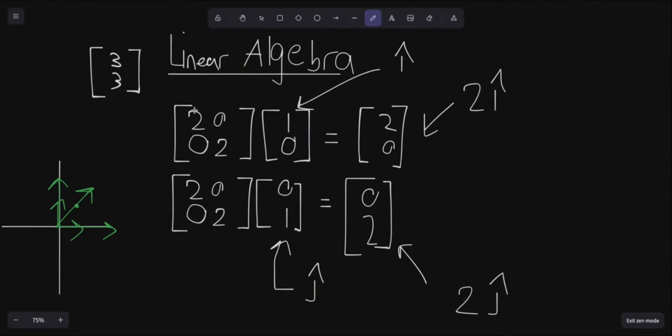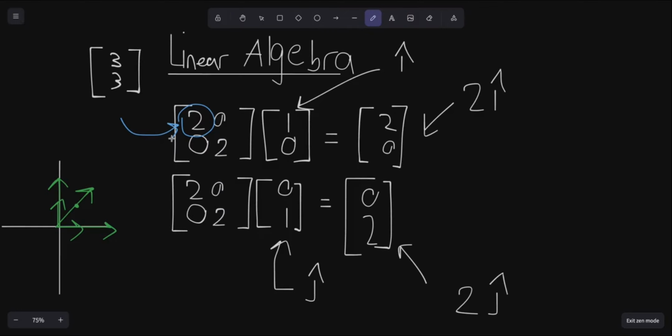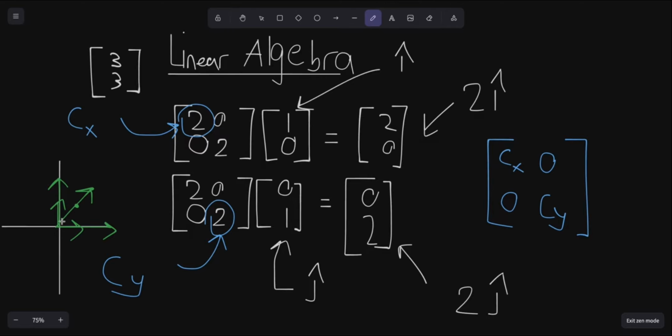In fact, this specific matrix that we have is a scaling matrix, okay? So you can think about this first number right over here as the scale factor in the x direction, right? Because when we're doing this matrix multiplication, notice how 2 times 1 gives me this 2 up here. So this is the scale factor in the x direction. And this number right over here is the scale factor in the y direction. Scaling matrices, so you see something like the scale factor in the x direction, 0, and then 0, scale factor in the y direction.